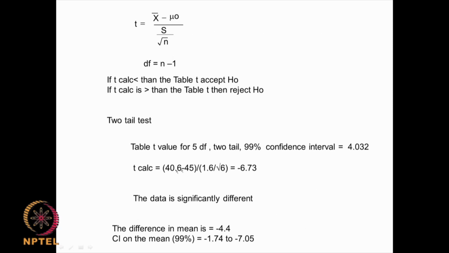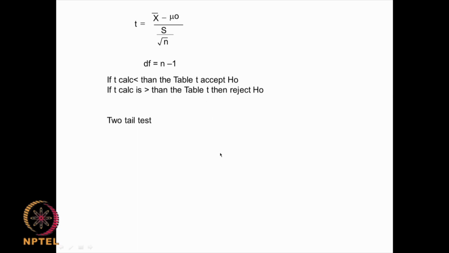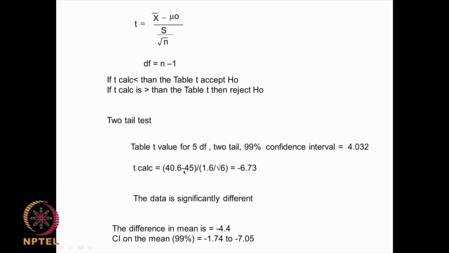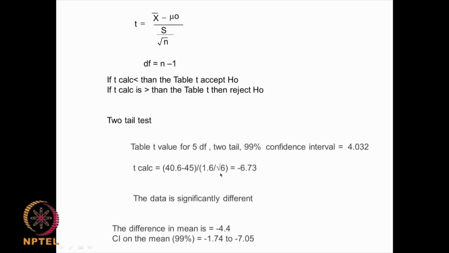4.032. So, this is the equation here, x bar minus mu naught. So, we do 40.6 minus 45, and then your standard deviation is 1.6 for the data, divided by square root of 6, that will come to minus 6.73. The data is significantly different. Okay, data is significantly different. So, that means we can reject the null hypothesis. That means we accept the alternate hypothesis. Now, the difference in the mean 40.6 minus 45 is 4.4, right.